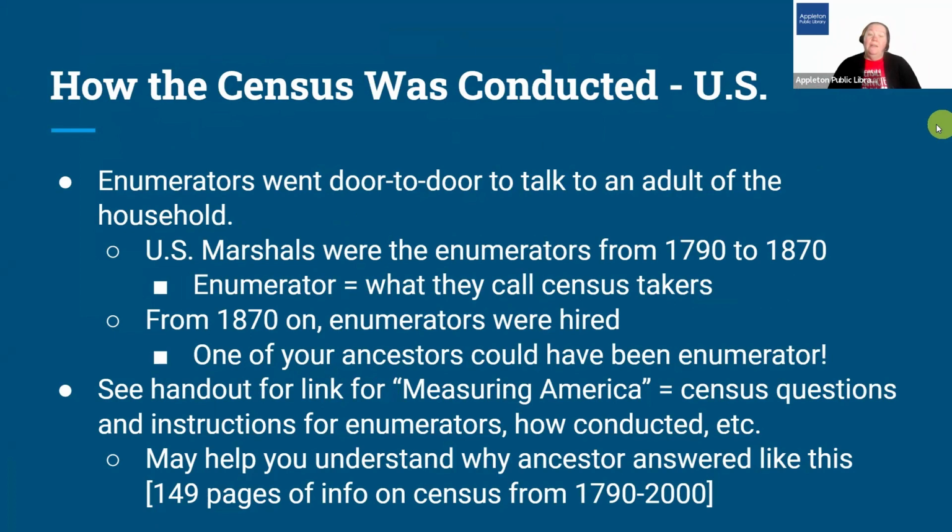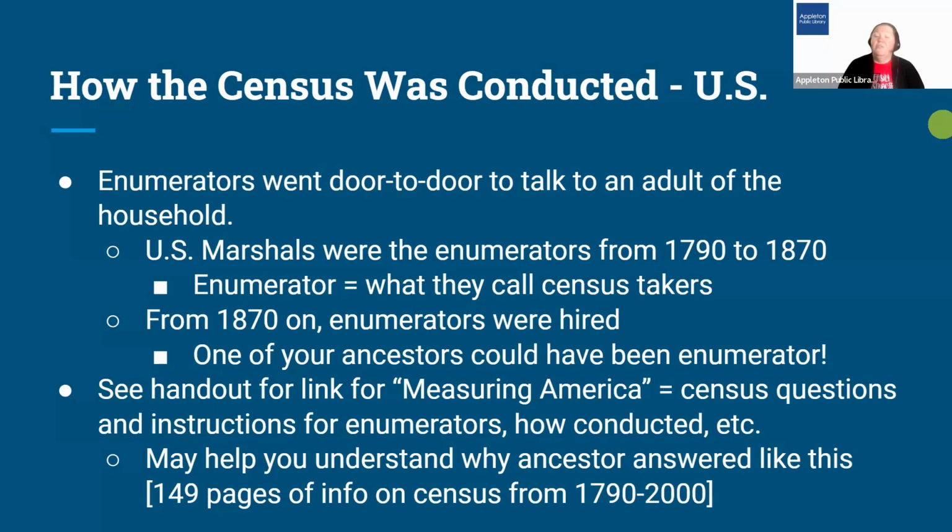So again, we're going to talk about how the census is conducted in the United States. What happened was an enumerator, which is a census taker, went door to door to talk to an adult of the household. From 1790, when they first began the census, all the way up to 1870, the US Marshals were the enumerators, going door to door to talk to people. Then from 1870 on, enumerators were hired, and they're still hired to this day. So one of your ancestors could even be a census taker, or you could be a census taker for the next census if you'd like.